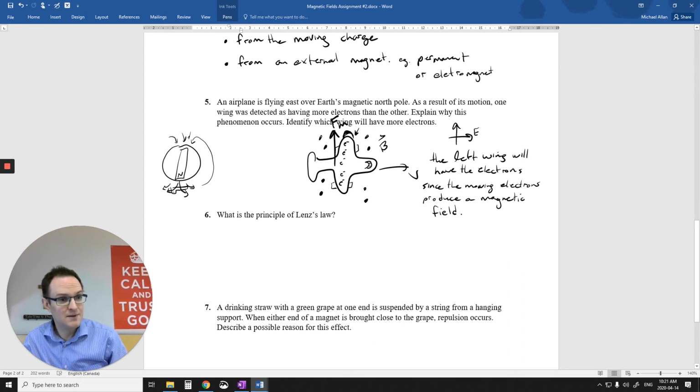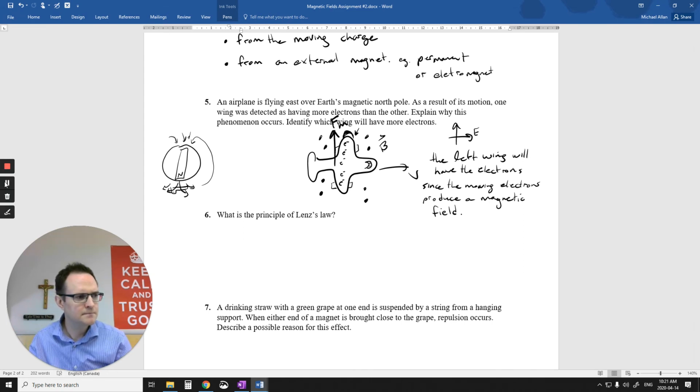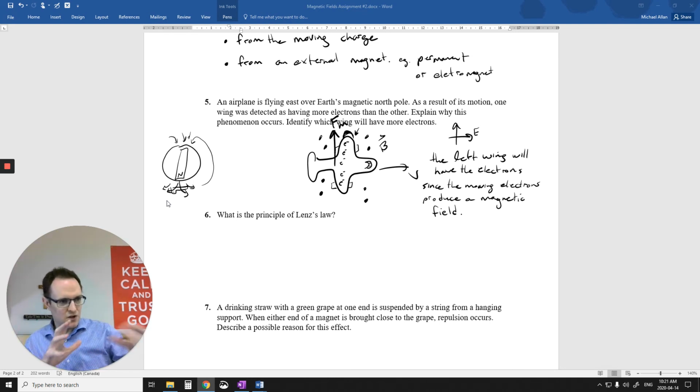What is the principle of Lenz's law? The principle of Lenz's law is this idea that you just can't get energy from nothing. Lenz's law, just by definition, is the induced current caused by a changing magnetic field is in a direction to produce a magnetic field that will oppose the changing magnetic field. You could think of this like Le Chatelier's principle in chemistry, where something happens and then the reaction will react in a way to kind of change it back to what it was before.